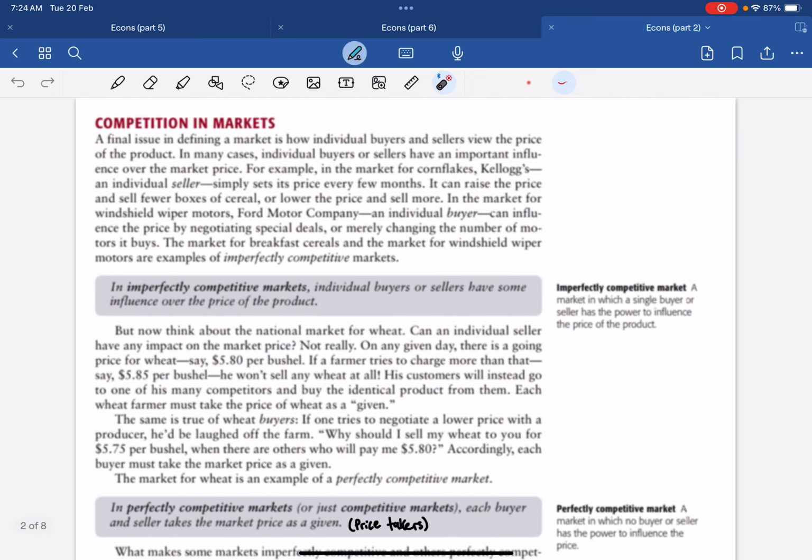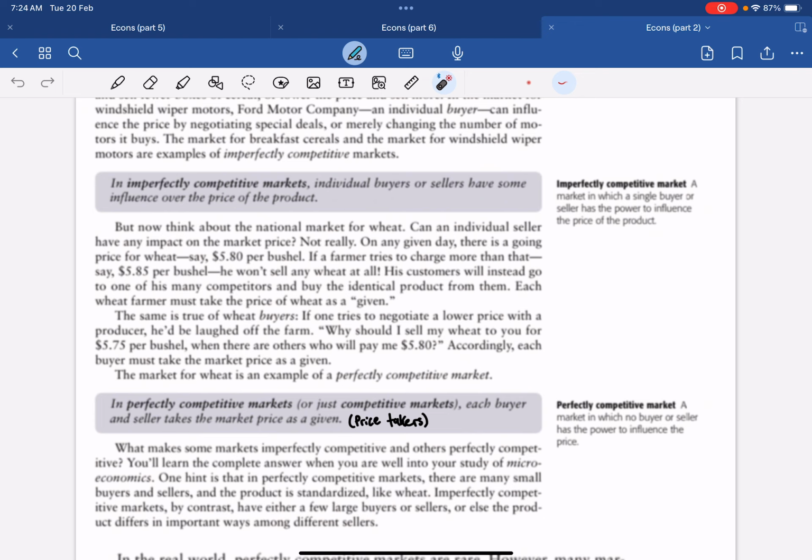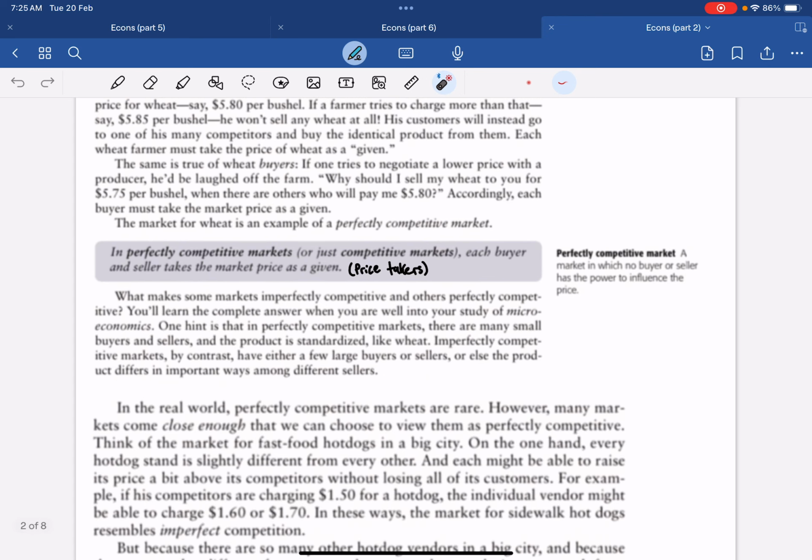But now think of the market for wheat. Can an individual seller really impact the market price? Because if a farmer sells any more, then he won't sell anything. And if you sell less than this price given by the market, why would he do that when other people also will pay him for 580? So this is known as a perfectly competitive market where the buyers and sellers take the market price as given. So in this case, we call them price takers.